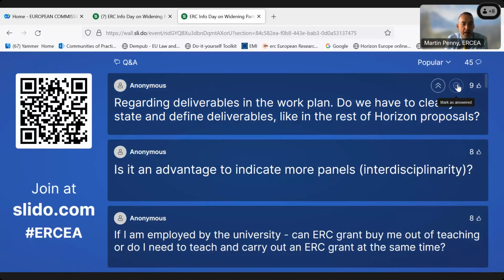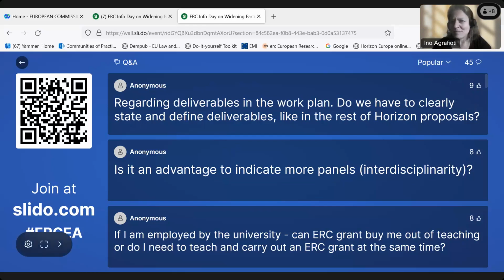Then, if I turn to you regarding deliverables in the work plan, do we have to clearly state and define deliverables like the rest of Horizon Europe proposals? No. We are not like the rest. You don't need to have the deliverables and milestones. Also, another mistake that I see very often is that a lot of people put a work package on management and dissemination. This is also not something that we expect in an ERC proposal.